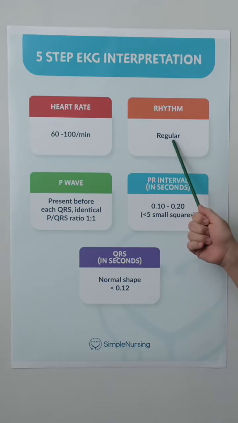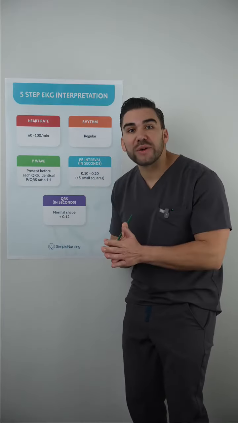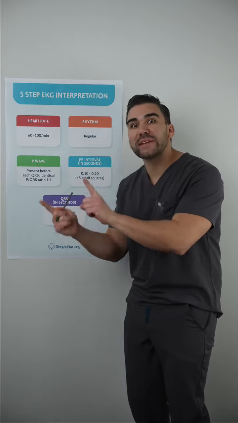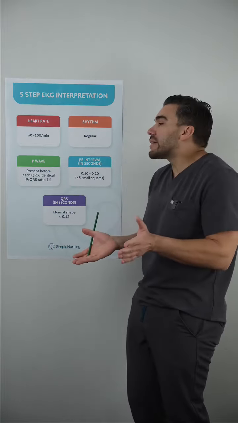Next is the rhythm. Regular means regularly spaced choo-choo trains, or basically the R peaks are regularly spaced. Anything outside of that is basically an arrhythmia.